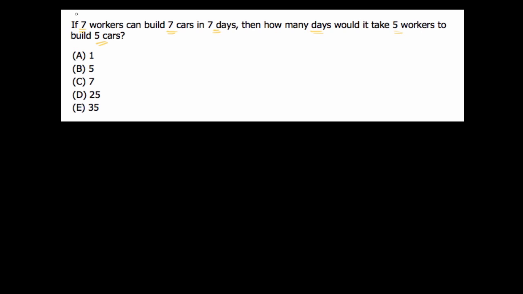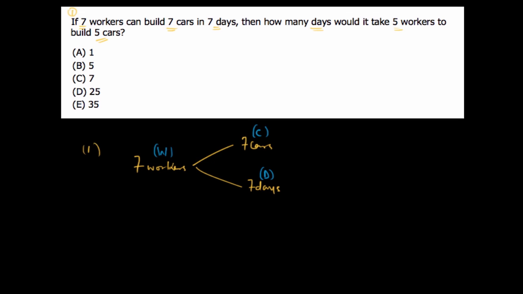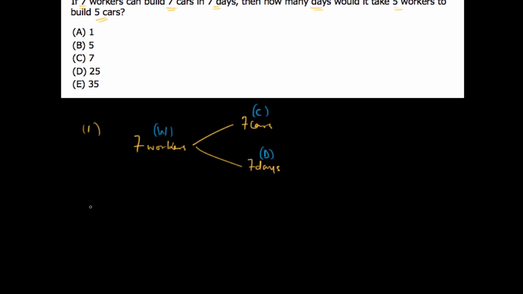Now from the first statement, statement 1, it says 7 workers can build 7 cars in 7 days. So statement 1 says 7 workers build 7 cars, and those 7 workers build the 7 cars in 7 days. I'm going to represent my workers with W, the cars with C, and the number of days with D. This is what the first statement says.